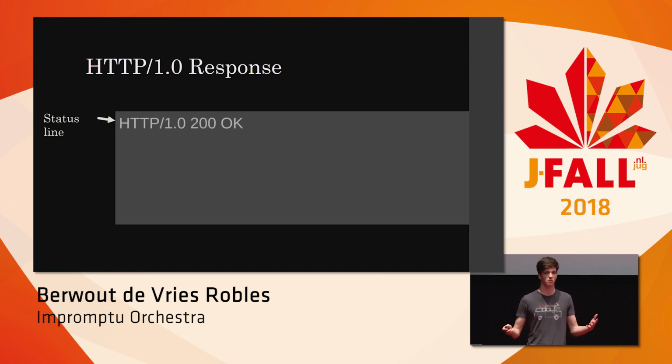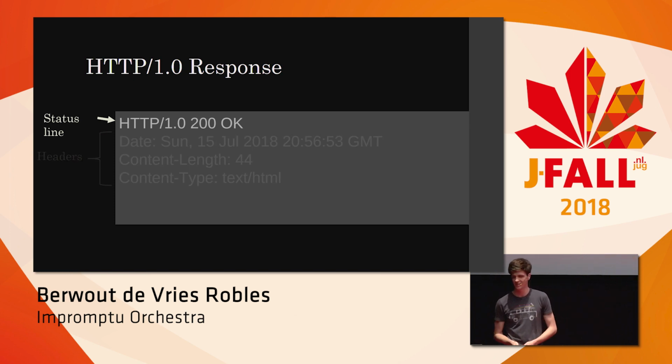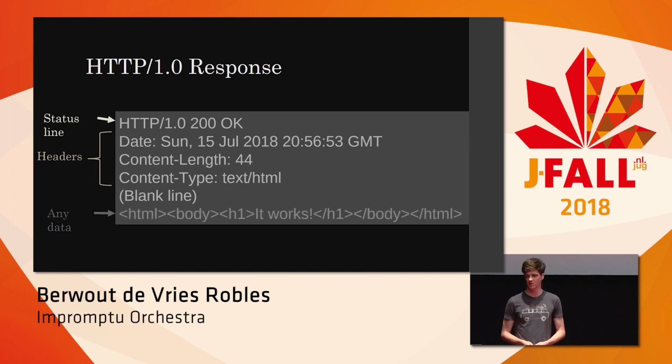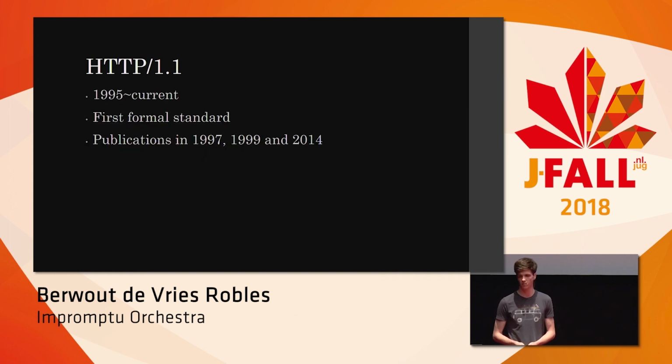We had a status line for the first time, 200, okay, our request succeeded. Nice. Some headers, a blank line, and any data we would send. So the same data, but this time in an HTTP1 request.